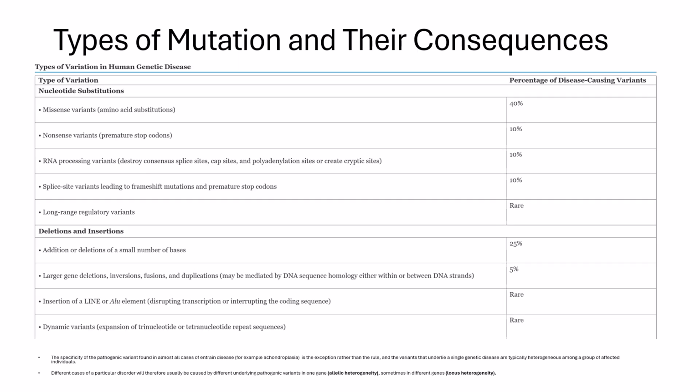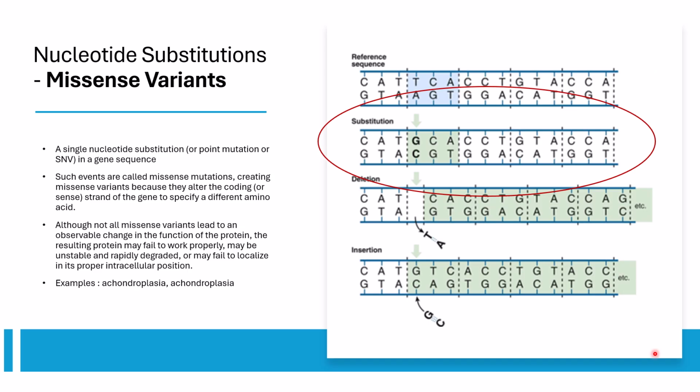We will slightly expand on some types of variations. Some are related to nucleotide substitutions, such as missense variants, nonsense variants, RNA processing variants, splice site variants, and long range regulatory variants, and some are associated with deletions or insertions, like deletion of a small number of bases, larger gene deletions or inversions, insertion of LINE or ALU elements, or dynamic variants.